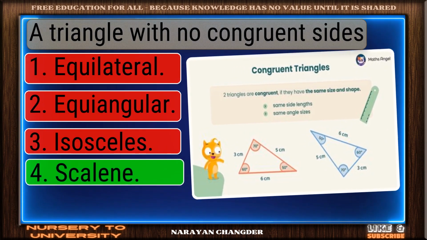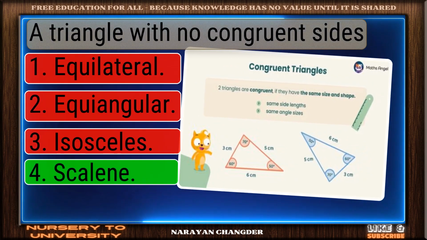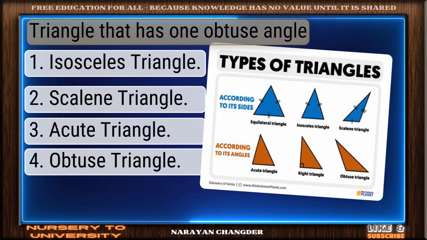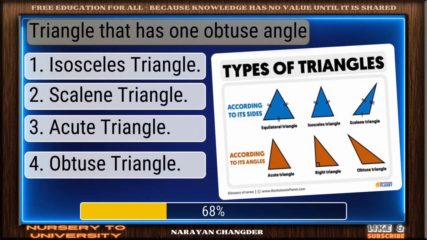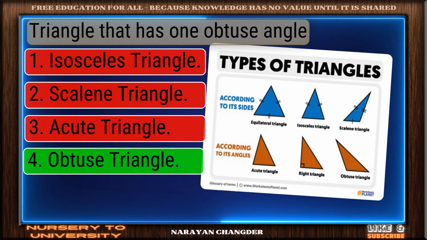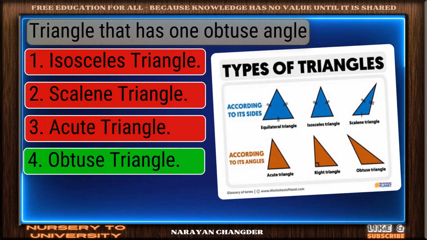Sharp thinking. Scalene is the right choice. Question number 251. Triangle that has one obtuse angle. Good thinking. Obtuse triangle is the right answer.